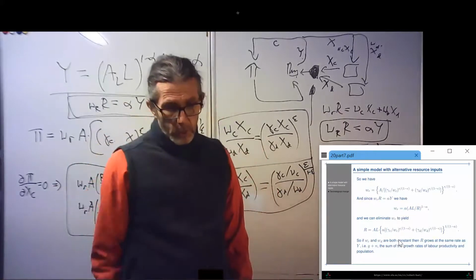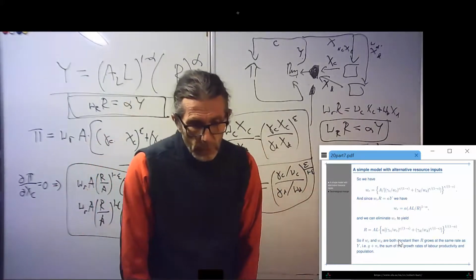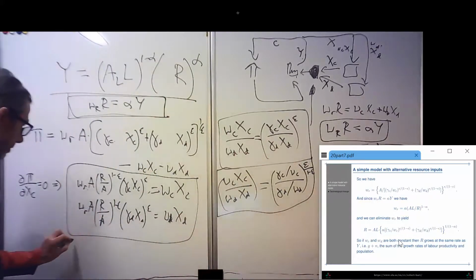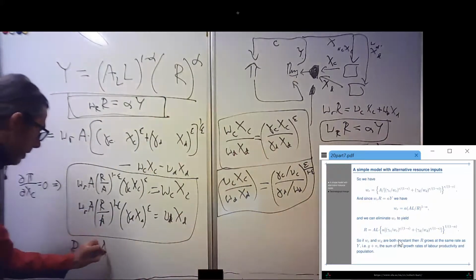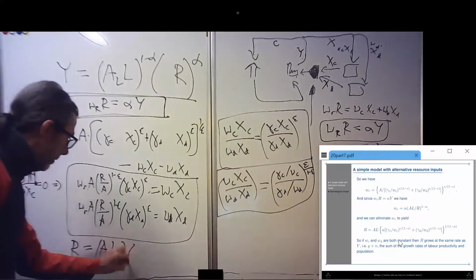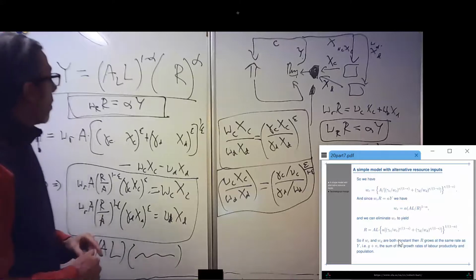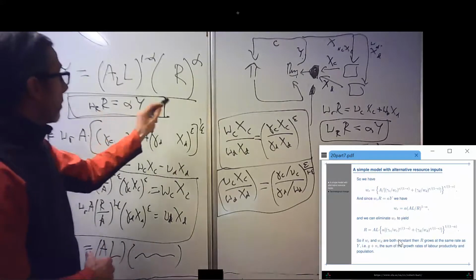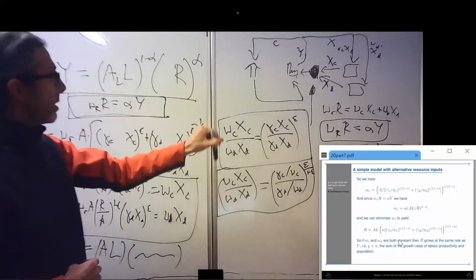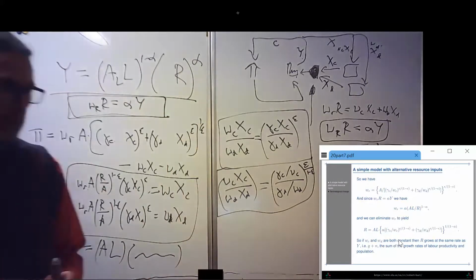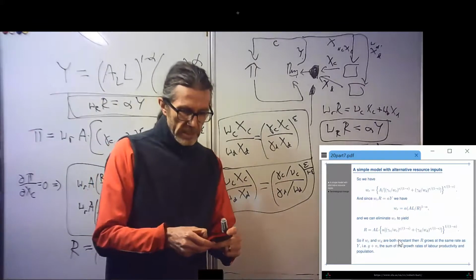So what does that tell us? Well, we have R is AL times a load of parameters or givens. Because the WR and WL, WC, WD are given.